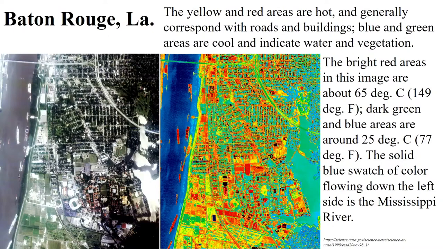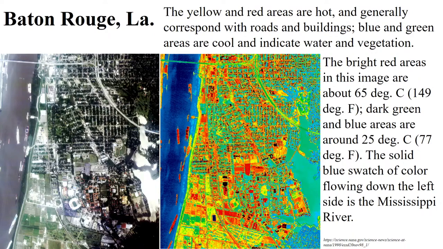Now another example is given for an urban area. Here you can see that the yellow and red areas in this imagery are hot and generally correspond with roads and buildings. Blue and green areas are cool and indicate water and vegetation. The bright red areas in this image are about 65 degrees centigrade, which you convert to Fahrenheit, then it will be approximately 149 degrees Fahrenheit. Dark green and blue areas are around 25 degrees centigrade, that will be around 77 degrees Fahrenheit.